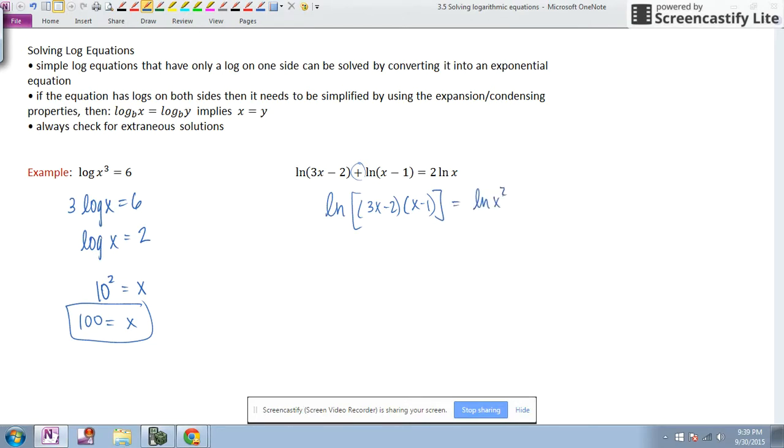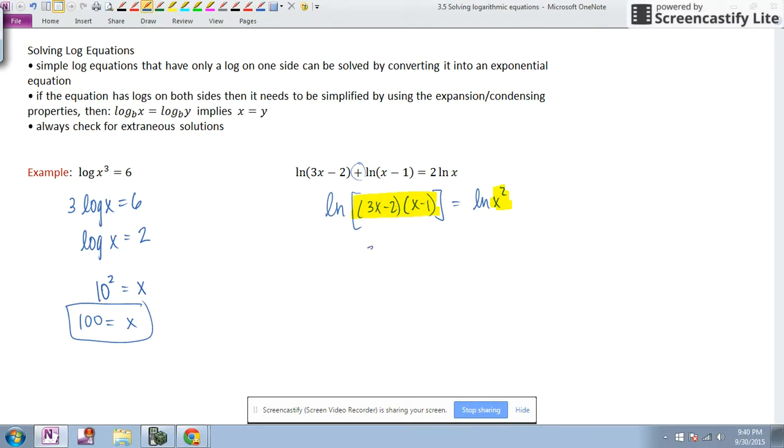Now, why would I do that? Because I have a log equals a log. And so the nice part about that is if I have a natural log of this equals a natural log of this, then the highlighted yellow things must be the same because they're both being natural logged and they are equal. And so since that's true, let's just ditch the natural logs and solve this.